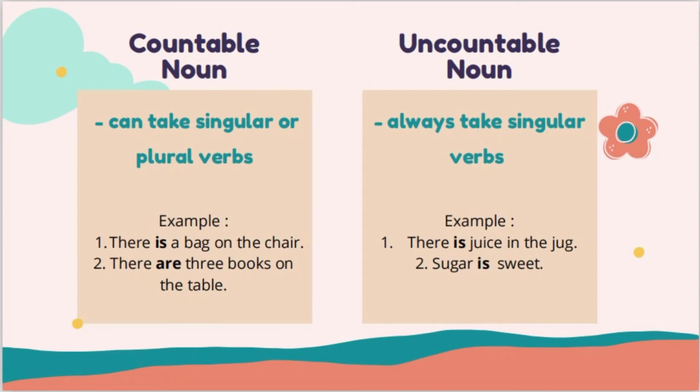Okay, next. Countable noun can take singular or plural verbs depending on the verb itself. For example, number 1, there is a bag on the chair. Number 2, there are 3 books on the table. So, number 1 is singular and number 2 is plural. While uncountable noun will always take singular verbs. For example, number 1, there is juice in the jug. Number 2, sugar is sweet because we cannot count it. So, we always take it as singular verbs.